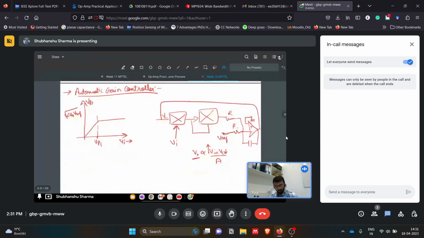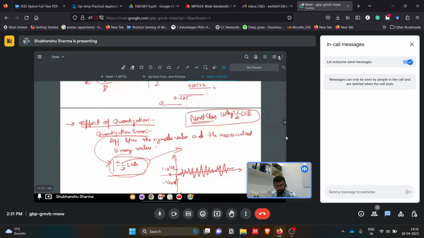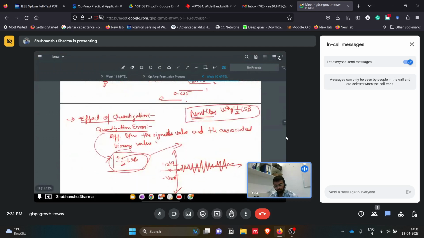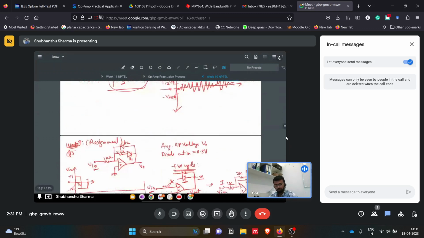Then we saw the automatic gain controller, and how the gain of the op-amp will be constant irrespective of the input given, because some part of the output is fed back to the input signal and we use two analog multipliers so that our gain will remain constant. And then we saw ADCs. Before that we saw the effect of quantization errors, which is a maximum of plus minus half LSB, that is least significant bit.